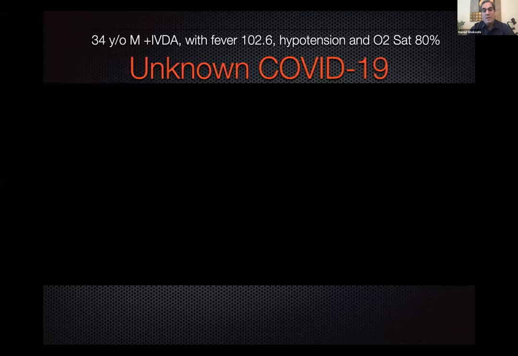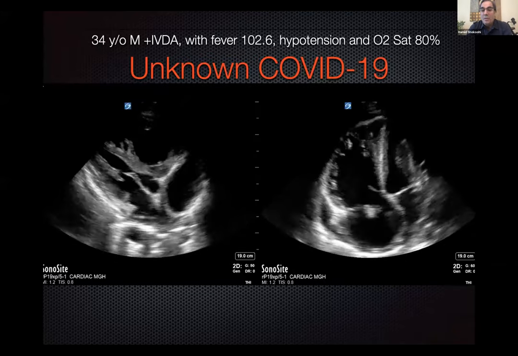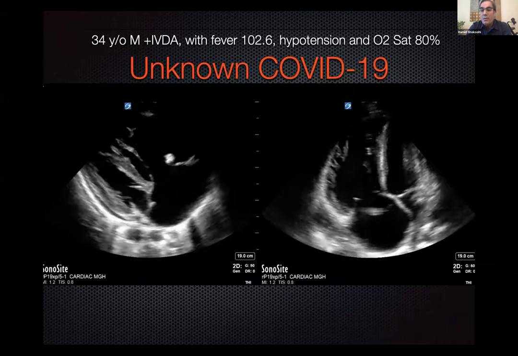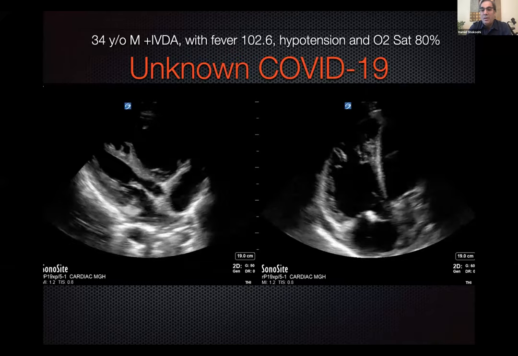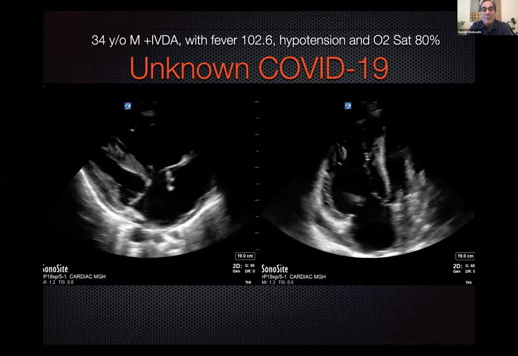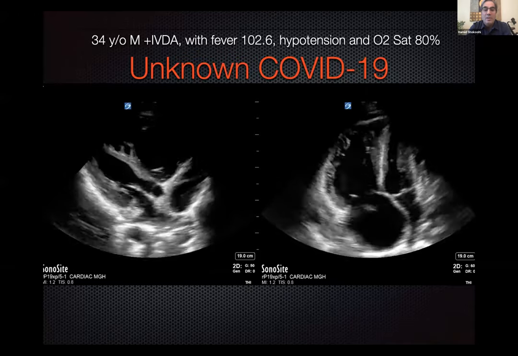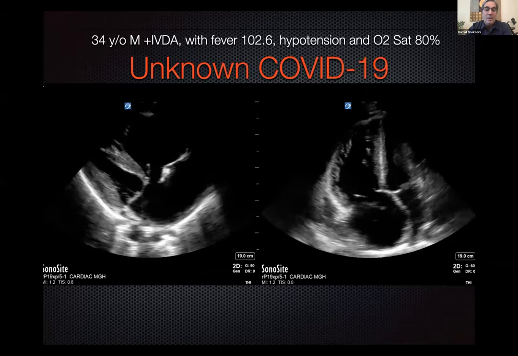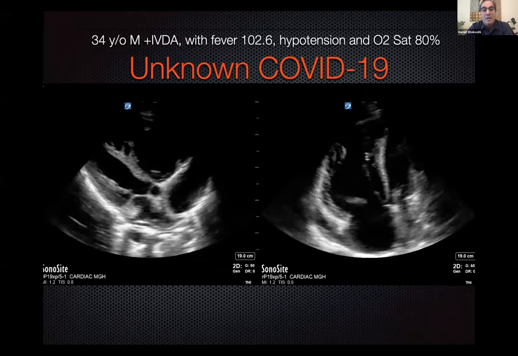As soon as you look at the heart, you see this picture. On the right side, you see the apical four-chamber view of the heart with significant dilation of the RV, with a significant vegetation on top of the tricuspid valve. And on the left side, that's not really a normal lung. All you see is the right ventricle and left ventricle.